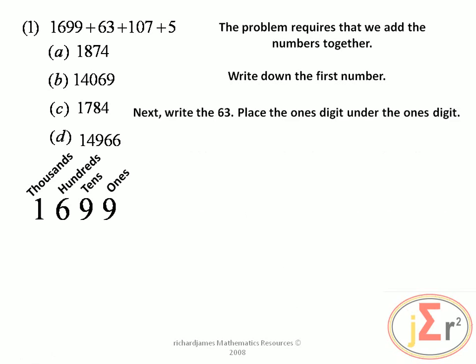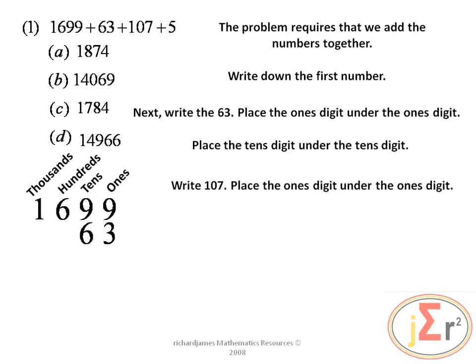Next, write 63. Place the ones digit under the ones digit. So we're going to write 63. We have here 63. This digit is the ones digit, and it will go under the ones digit. And the 6 means 6 tens, that will go under the tens digit.